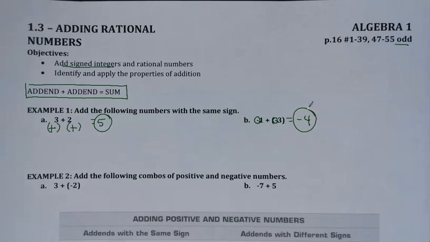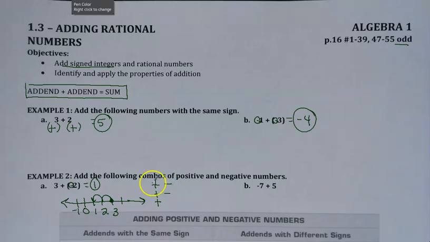Example 2 says add the following combos of positive and negative numbers. Hopefully you have some tricks to help you with that. It might be to use a number line. So say you're at 0, 1, 2, 3 on your number line. Maybe you start at 3 and you go back negative 2. So 1, 2. Your answer is a positive 1. Or maybe you think about having 3 positives and 2 negatives because it's negative 2. A positive and a negative equals 0, so those equal 0 and you have 1 positive left as your answer.